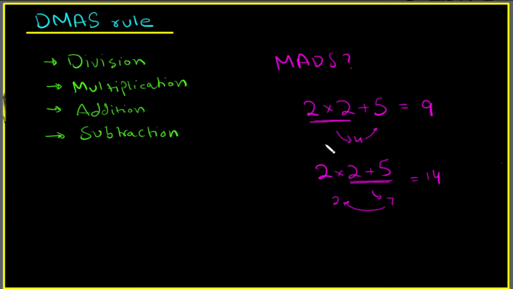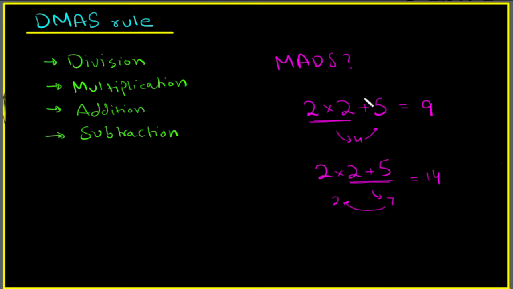The scientists and mathematicians have basically devised this rule to avoid confusions in solving problems like these. There is a specific method, a standard way to actually approach problems like these. So division gets the priority, and then multiplication gets the second priority, and then addition, and then subtraction.